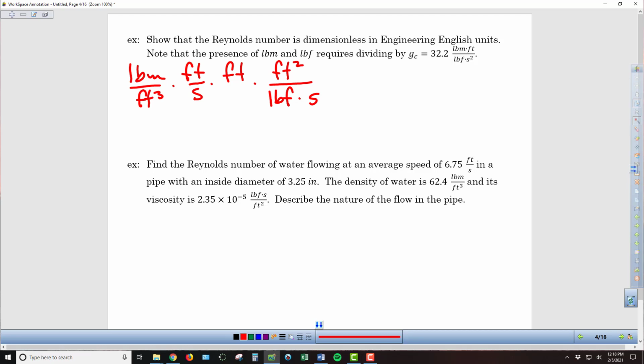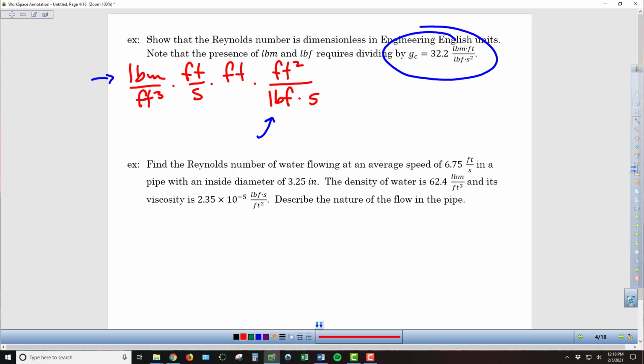Now if we look at this, I think it should be obvious that we are definitely not going to have everything divide out in this case, and that's because we have this pound mass and pound force in this expression, which means that G sub C is rearing its ugly head for us again. So we have to divide the Reynolds number by G sub C, 32.2 pound mass times feet over pound force times second squared, in order to get the units to work out. So that's something that we have to remember when we're working with the Reynolds number in English units.